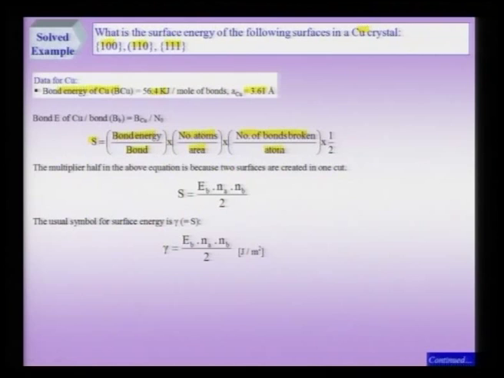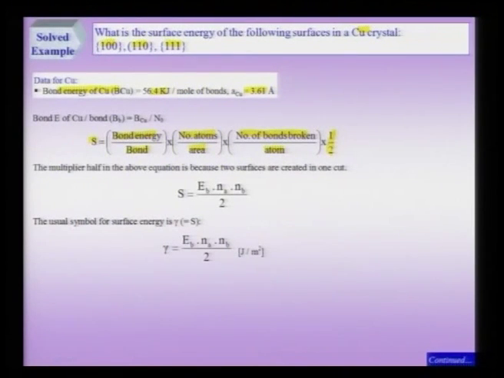The difficult term in this calculation is the number of bonds broken per atom, because this requires a little visualization of how I am making a cut and how many bonds are actually broken. The term half, as I pointed out, comes from the fact that each time I make a cut, I am actually creating two surfaces, and half the energy is expected to reside with one surface, the other half with the other surface.